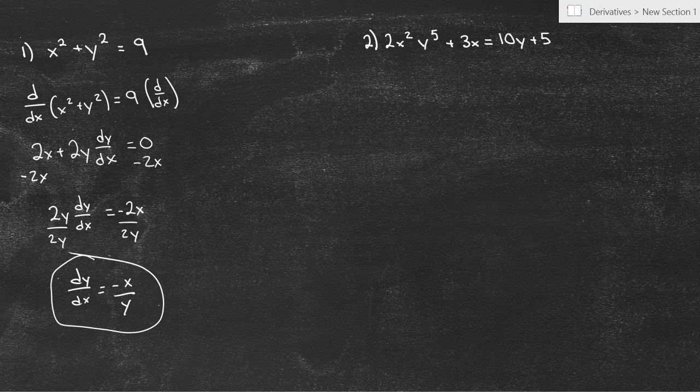So now number 2 is a bit harder of an example, and now you have to apply the rules that you've done in the past, like the product rule, and apply it to this implicit differentiation. So let's start here with 2x squared times y to the fifth. That's going to require the product rule.